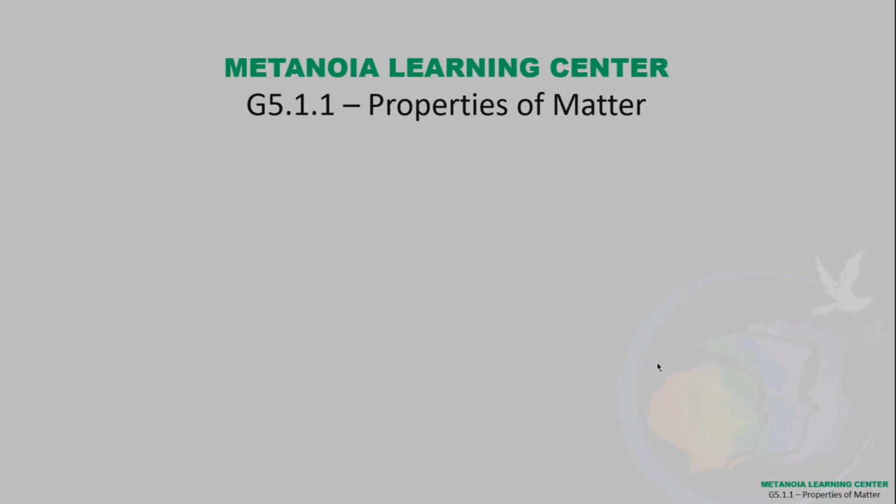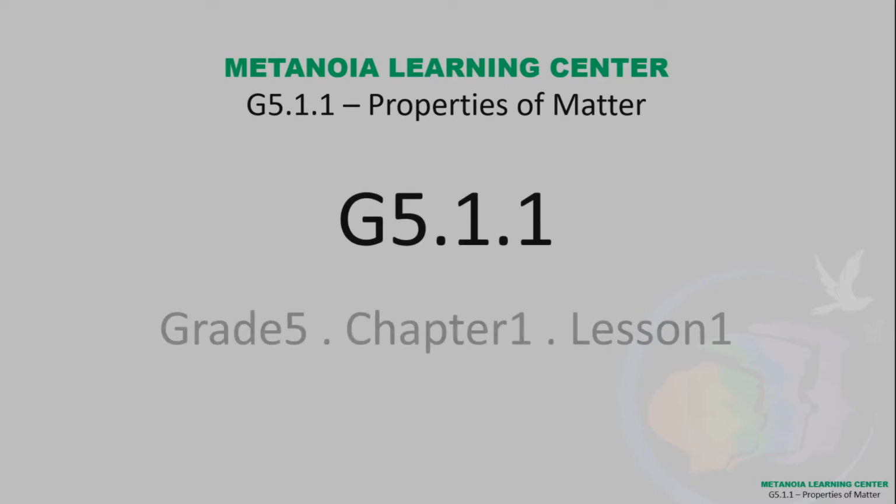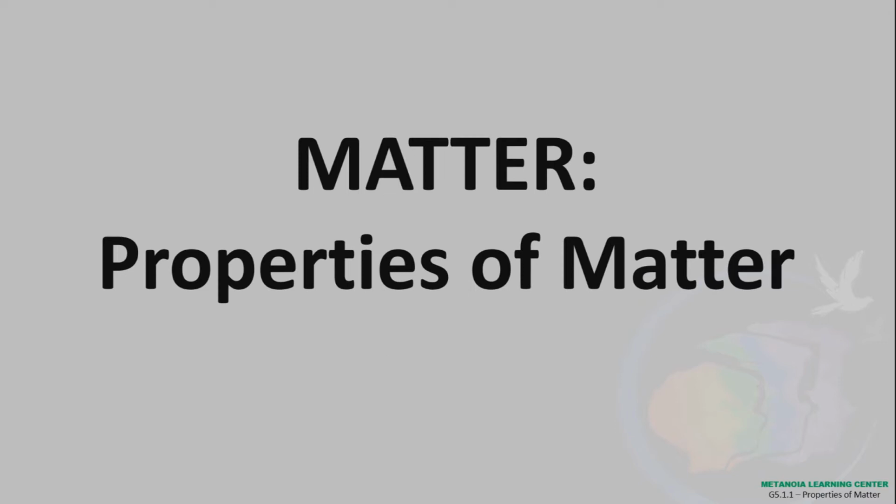As you can see, we have METANOIA Learning Center. G5.1.1 Properties of Matter. The G5.1.1 actually means Grade 5, Chapter 1, Lesson 1, the topic to be discussed. This is just for us to easily keep track of our lessons. Properties of matter.